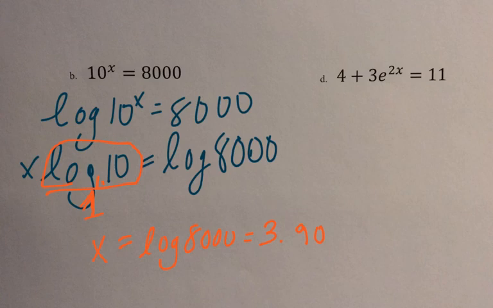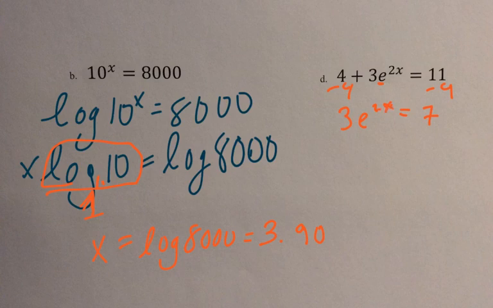And then this last one, D, we have here 4 plus 3e to the 2x equals 11. So the first thing I actually want to do is move the 4 to the other side and divide both sides by 3 just so I don't have to worry about those aspects. I'm also going to use, instead of log base 10, which I've been using on all the other problems, the natural log because in this problem we're dealing with an e. So first thing I'm going to do is move the 4 to the other side. So we end up getting 3e to the 2x equals 7.